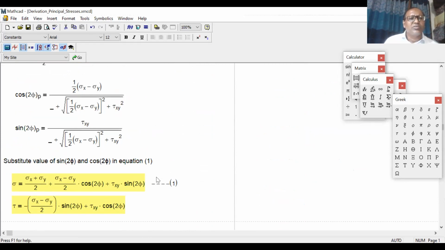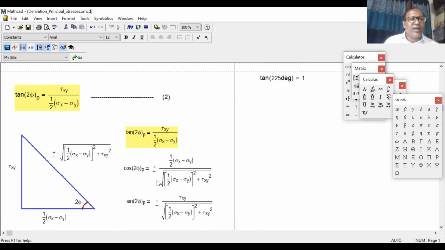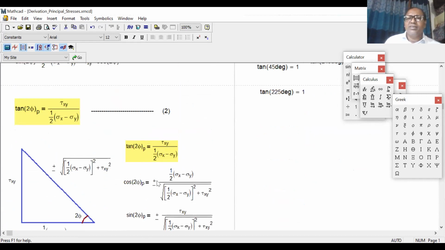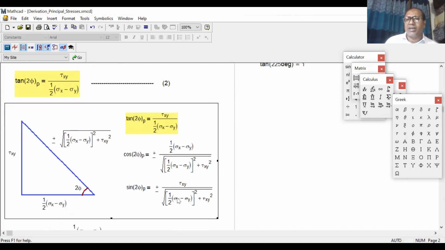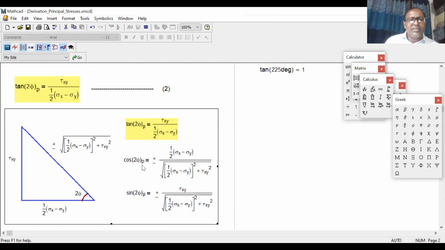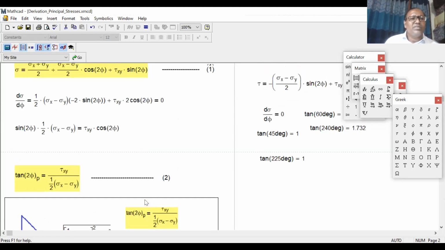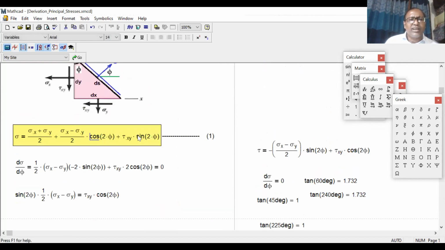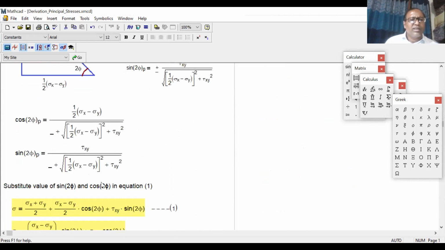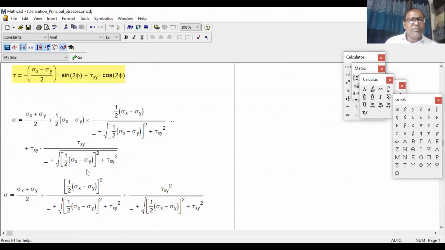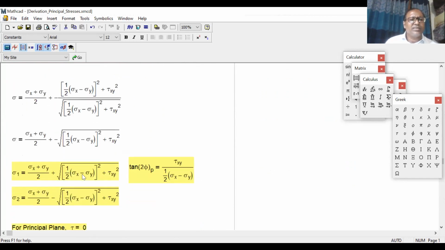So how did we do it without deriving the number? It is called the analytical formula. Analytically, you are proving what the equation of sigma 1 and sigma 2 is. So we have tan phi p. From here we figure out cos 2 phi and sin 2 phi. Then we substitute this cos 2 phi and sin 2 phi right over here. After substituting, you need to simplify a little bit. Then you get sigma 1, sigma 2.